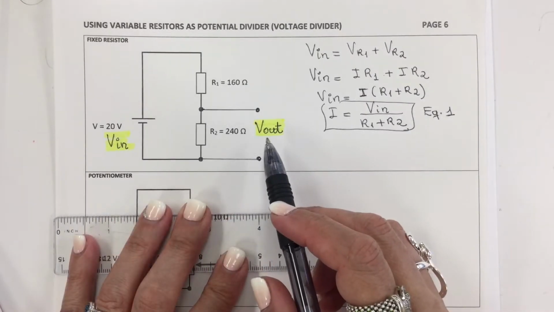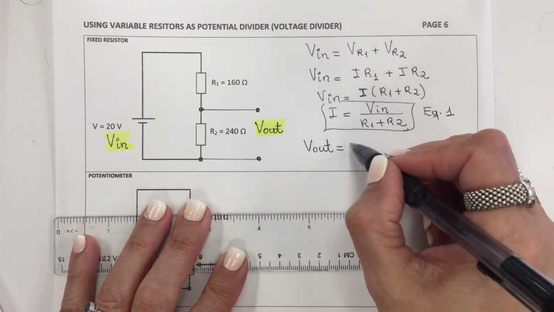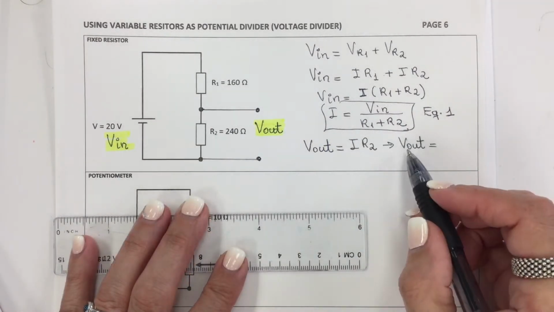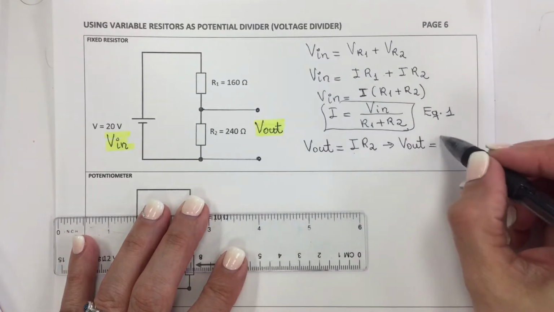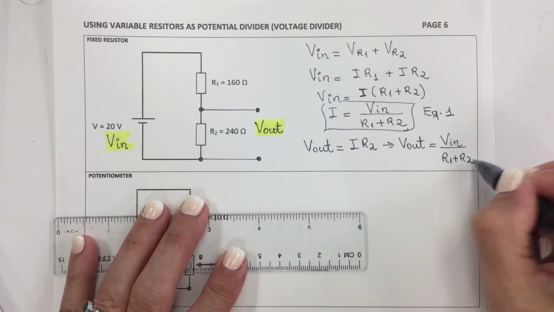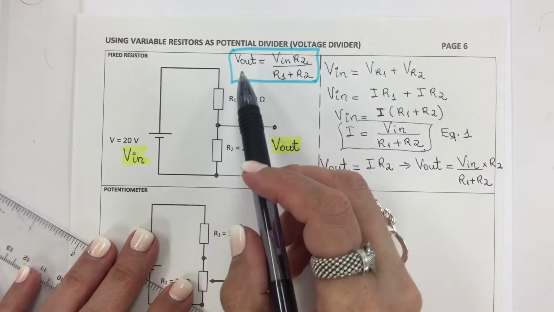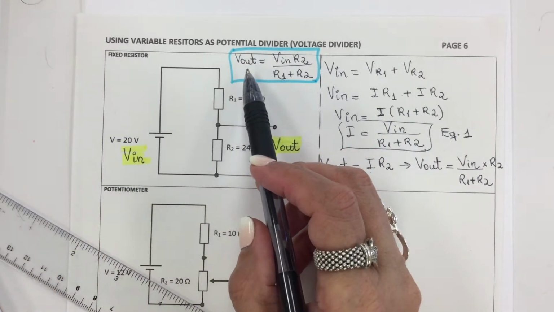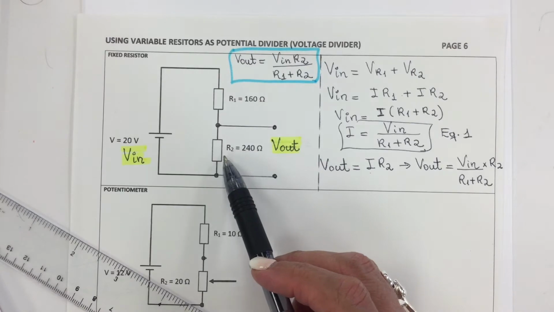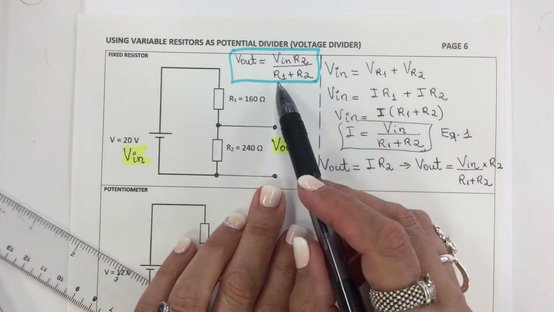I'm looking for output voltage. So Vout, in this case, is the current flowing through resistance R2. Vout, my I is Vin over R1 plus R2, all this times R2. Now I have a formula for output voltage in terms of input voltage times the resistor that I want to find the voltage across, over R1 plus R2.